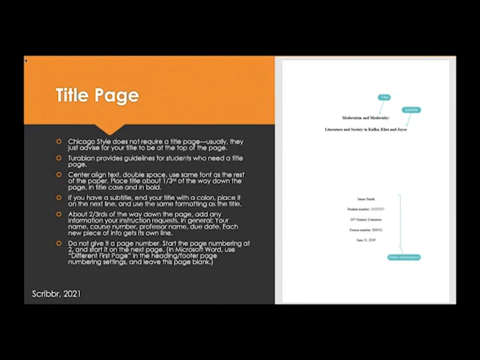An easy way to do this is to use the different first page option in Microsoft Word. You can find this in the header footer page numbering settings. This will allow you to remove the page number from the first page and start numbering on the second page.